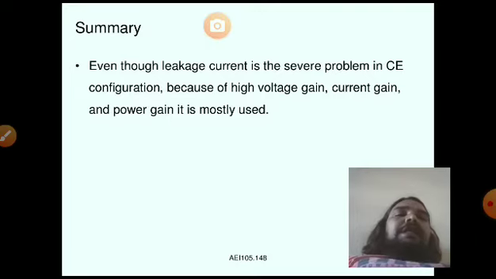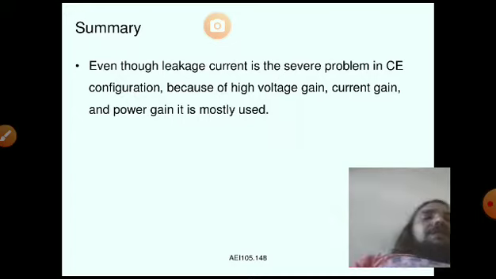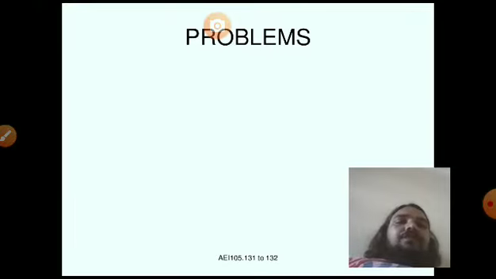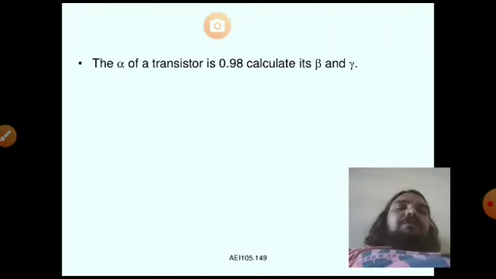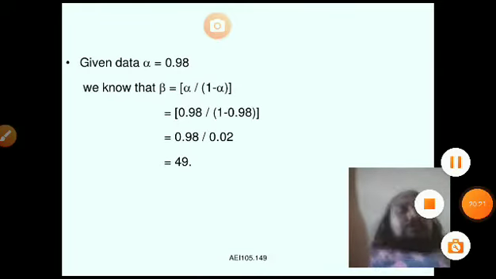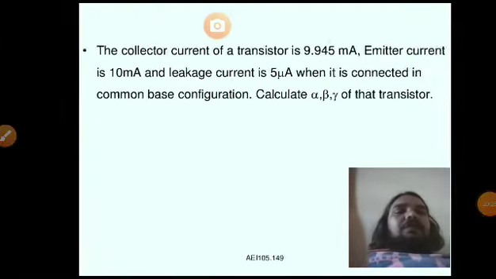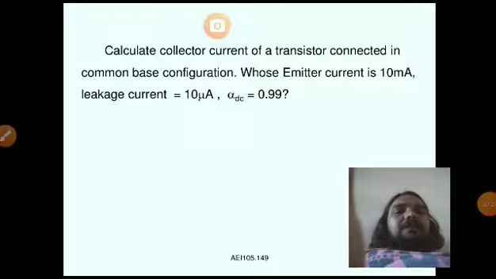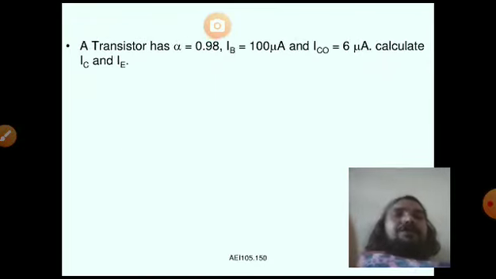Even though leakage current is a several problem in common emitter configuration, because of high voltage gain, current gain and power gain it is mostly used. Here is the problem: the alpha of the transistor is 0.98, calculate beta and gamma. This is the topic of the common base, common collector and common emitter configurations.